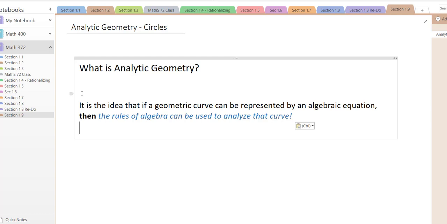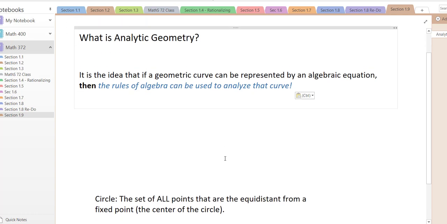So if you think of different things that you see in geometry, triangles, squares, rectangles, although those are not curves, right? But if you think of a circle, that's a curve. A rectangle or a triangle we can't represent by just a single equation, but a circle we can. What other things can we represent by a curve? Ellipses, hyperbolas. Those are things that we will use in analytic geometry. So we can take a geometric curve or figure, represent it by an algebraic equation, and then use the rules of algebra to talk about what's happening there.